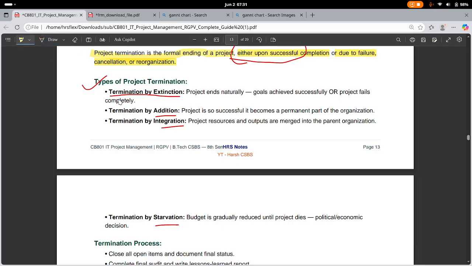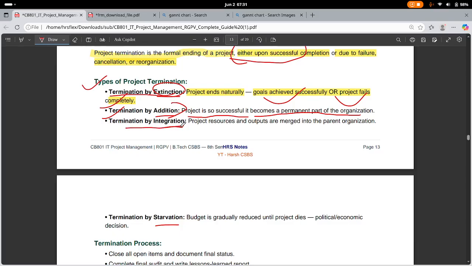First is extension. The project ends naturally, nothing happens, and goals are achieved successfully or the project fails completely. Extension means there are no external factors. If the project is done, with all goals achieved, or if the project fails completely, it counts as termination by extension. Now termination by addition is when the project is so successful it becomes a permanent part of the organization. It is called addition.